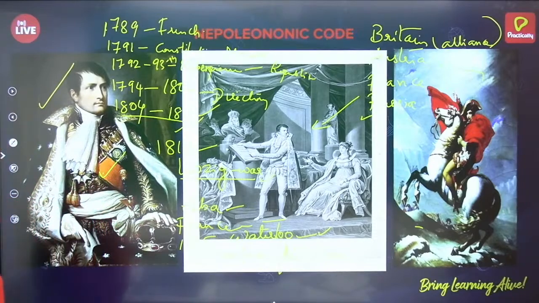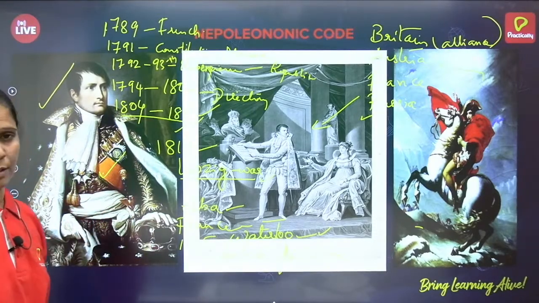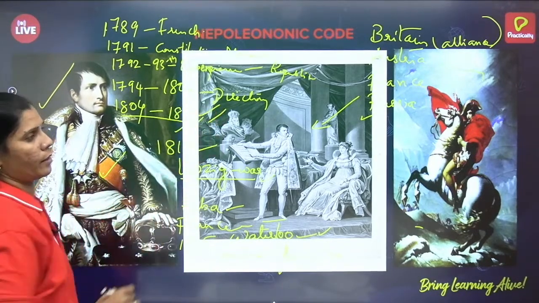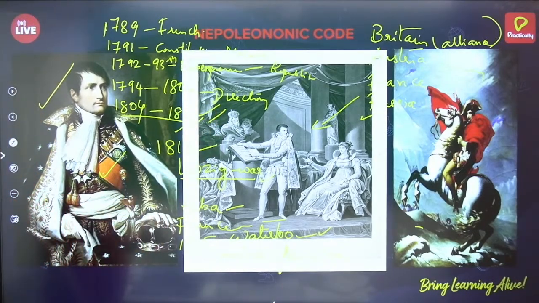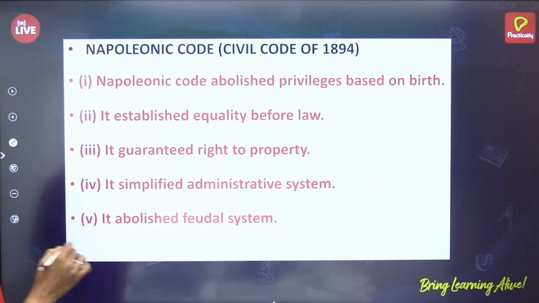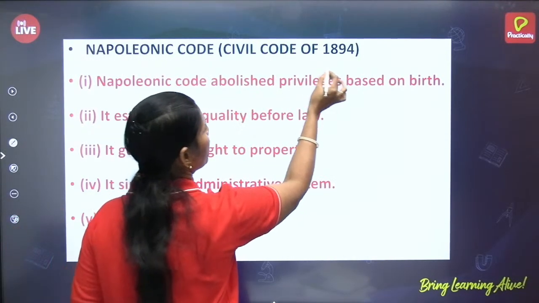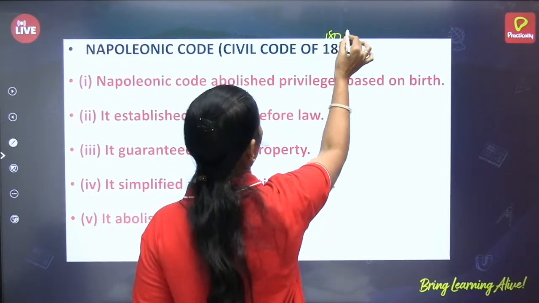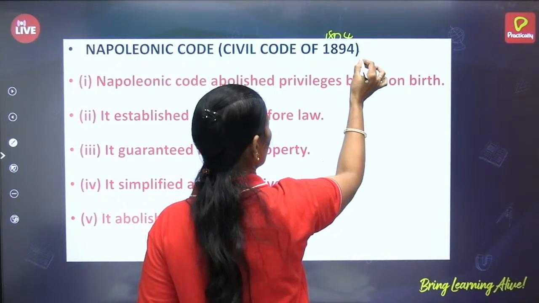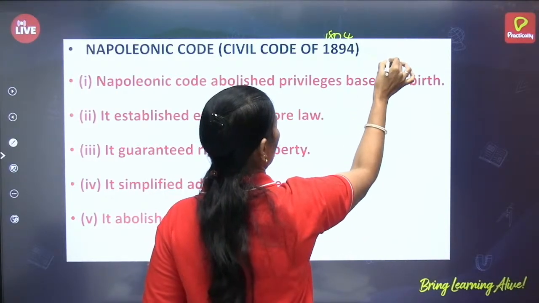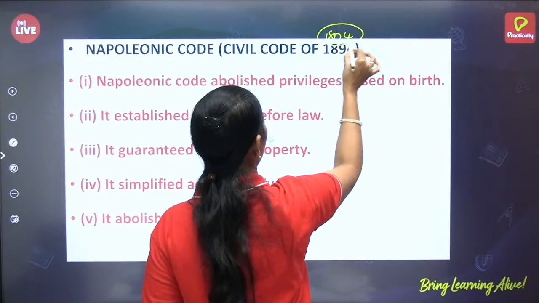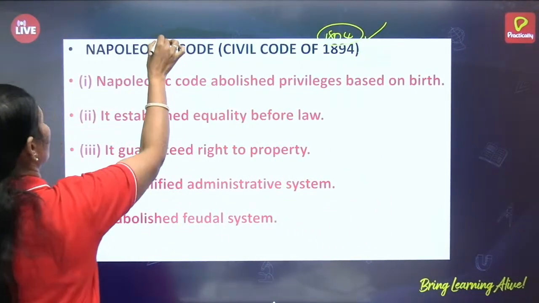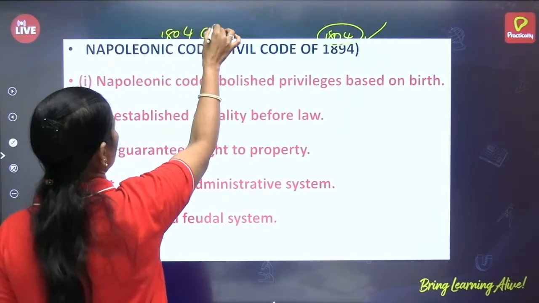Right, so this is about Napoleon's history. Now let us see in detail what policies Napoleon brought. Napoleon introduced a code called the Civil Code. The code is also called the Code of 1804. His rule began earlier, but the code was introduced in 1804. Please note, it is also called the 1804 Civil Code.